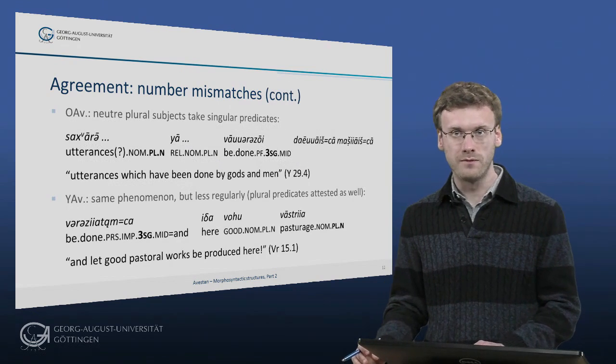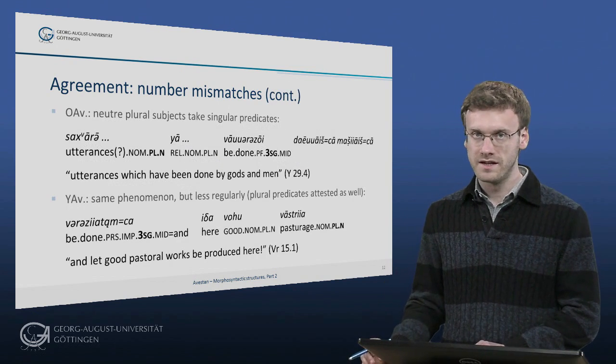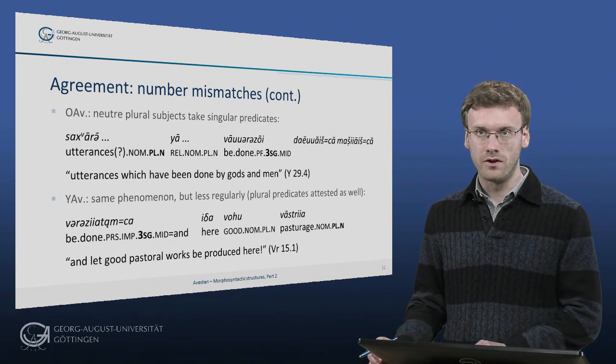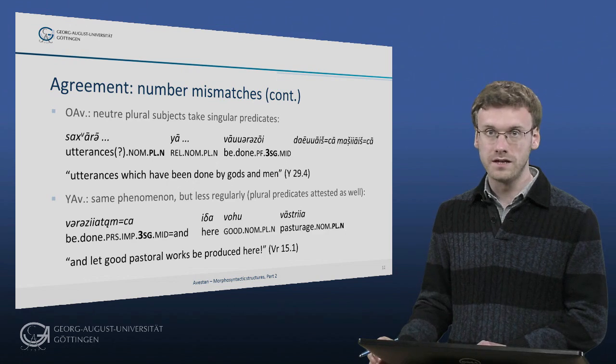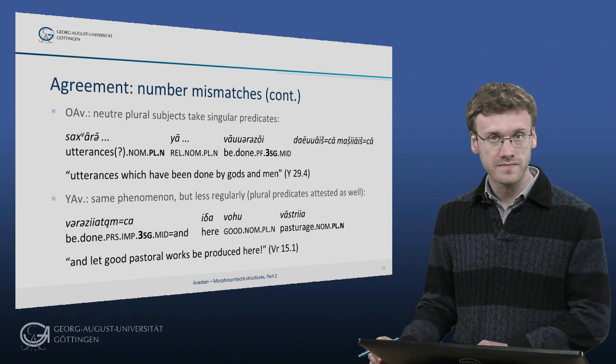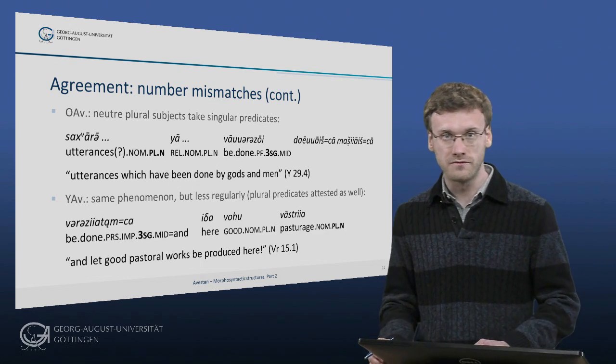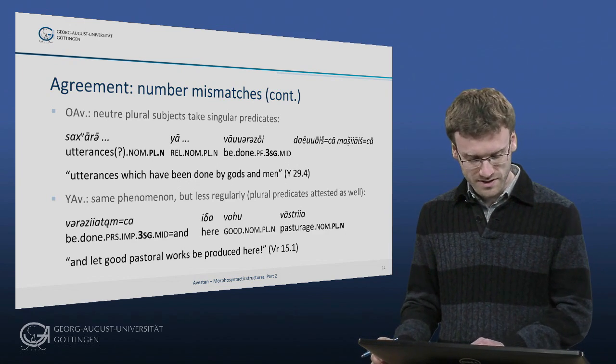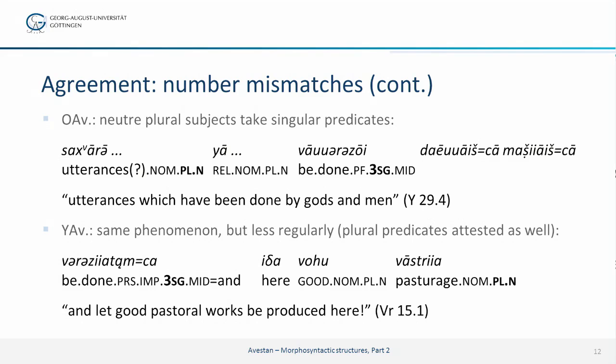A famous type of number mismatch in Avestan is that between neuter plural subjects and singular predicates, always so in Old Avestan and less regularly also in Younger Avestan. This mismatch is believed to reflect the origin of the neuter plural from an earlier collective category. Look at these two examples.